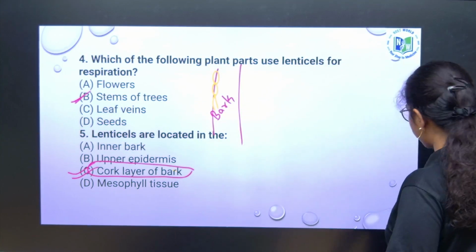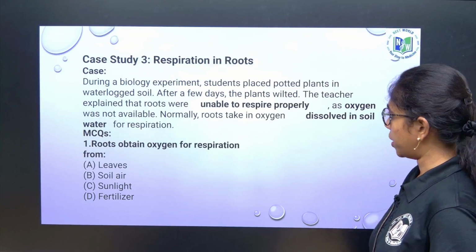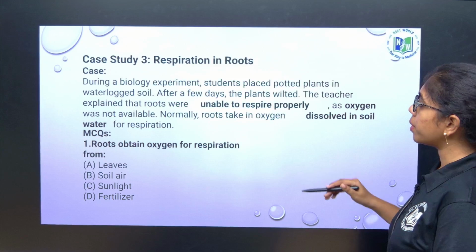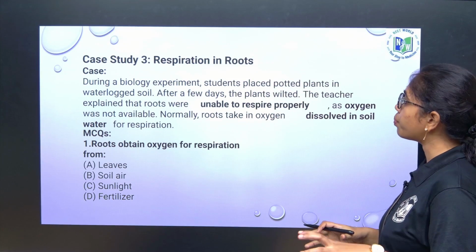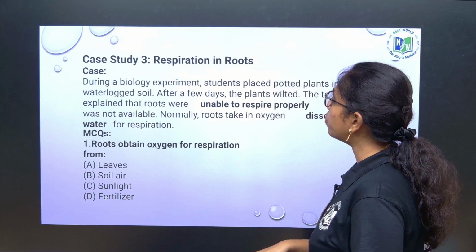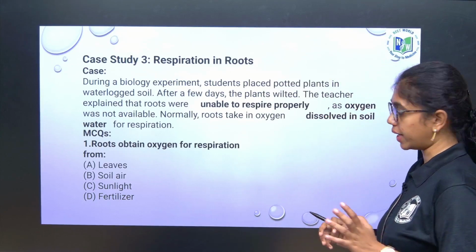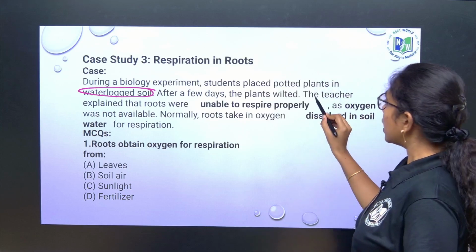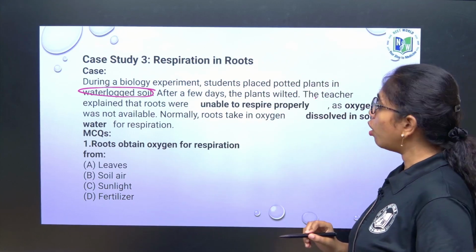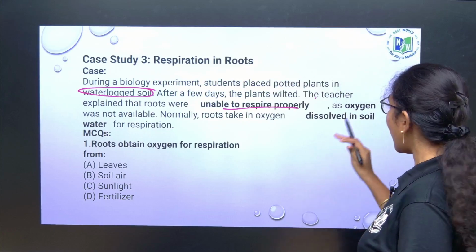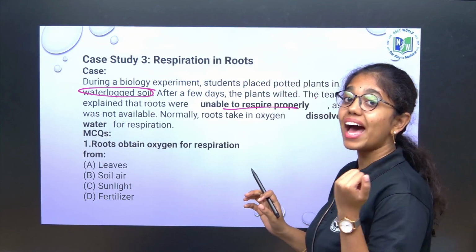Understood? Next, third case study, respiration in roots. So, during a biology experiment, students placed potted plants in waterlogged soil. After a few days, the plants wilted because they were placed in waterlogged soil. The teacher explained that roots were unable to respire properly, okay, as oxygen was unavailable.